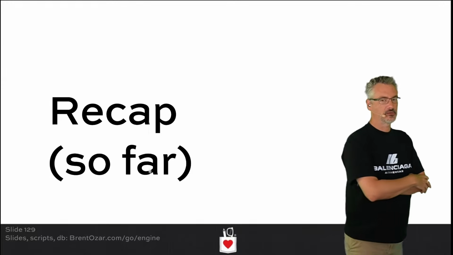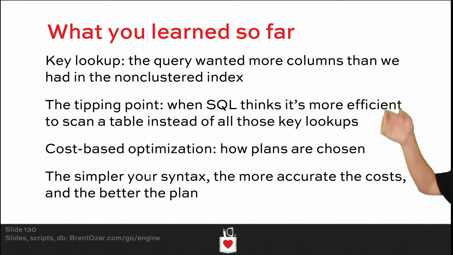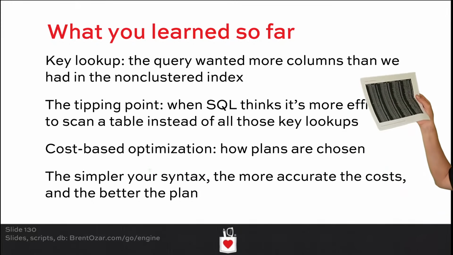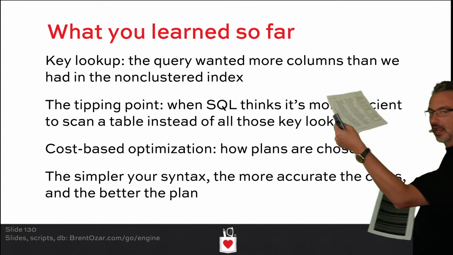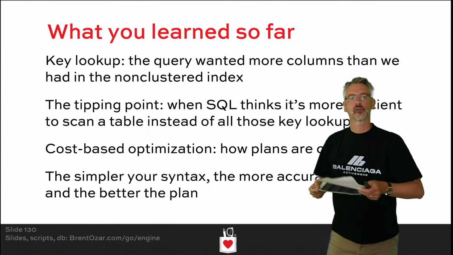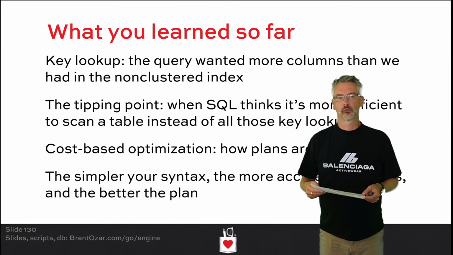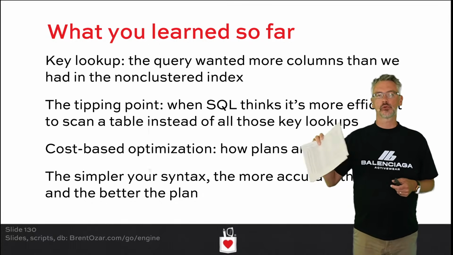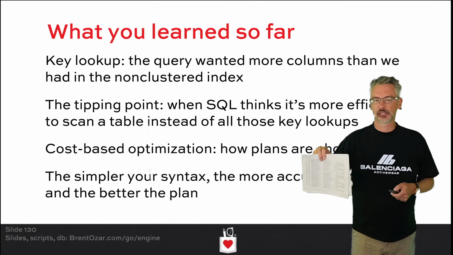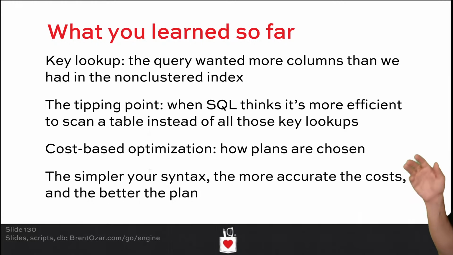So to recap what you've learned so far, a key lookup means that the query wanted more columns than we had in the clustered index or in the non-clustered index. Like when we added display name and age, suddenly SQL Server had to do that key lookup in order to fetch the additional columns. There's a tipping point where SQL Server believes that with enough key lookups it'll make more sense to just screw the index and do an entire table scan instead. Cost-based optimization is how SQL Server figures out which one of those two choices it's going to make.